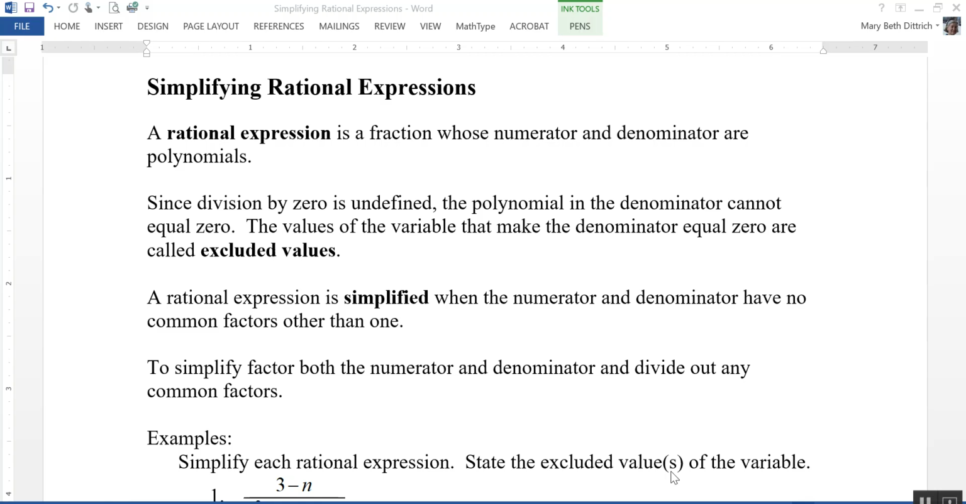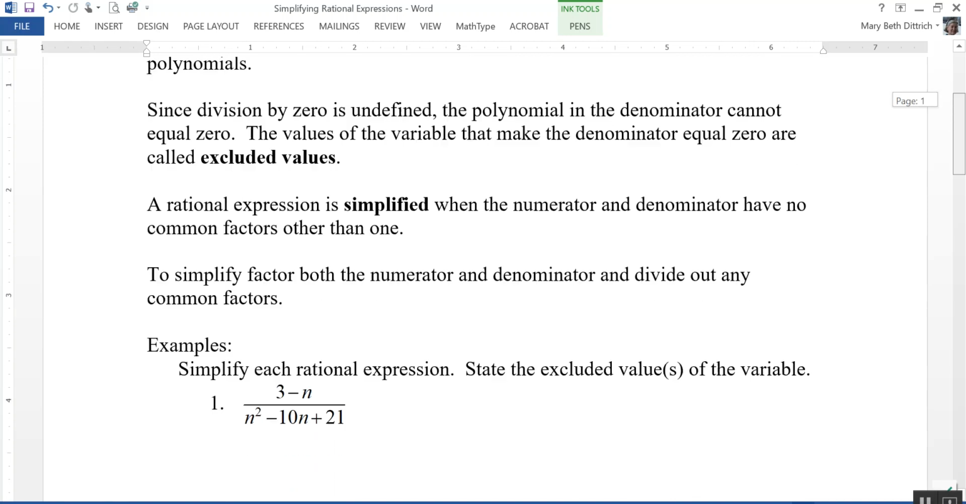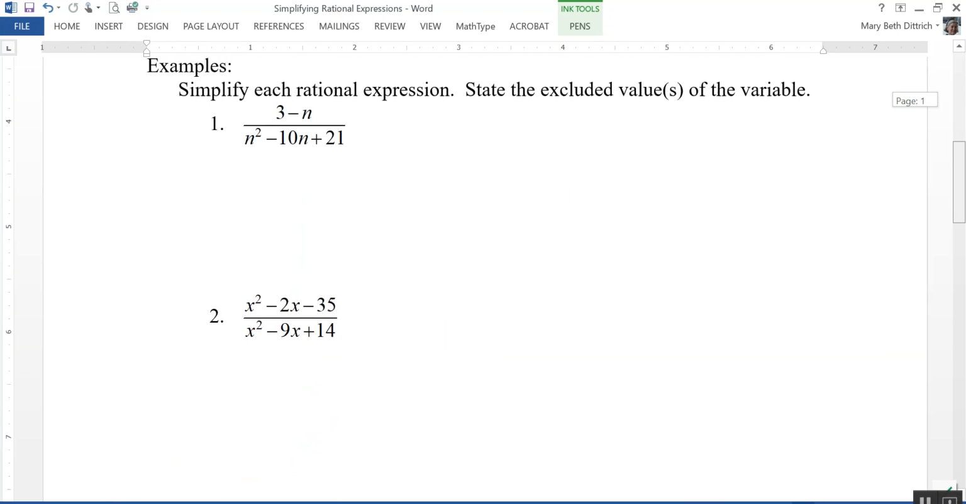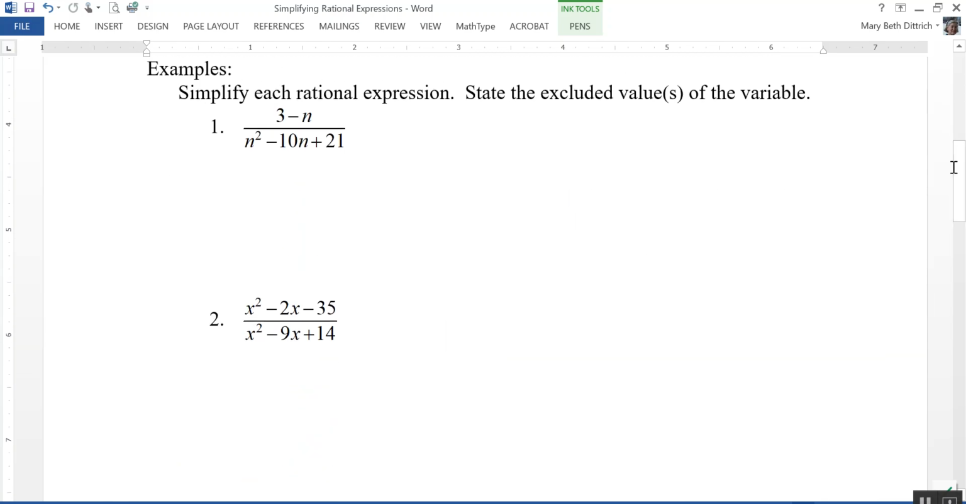A rational expression is simplified when the numerator and the denominator have no common factors other than 1. To simplify a rational expression, we want to factor both the numerator and the denominator and divide out any common factors. So let's take a look at a couple examples here. The first one, we have 3 minus n over n squared minus 10n plus 21, and we have to simplify this and state any excluded values of the variables.